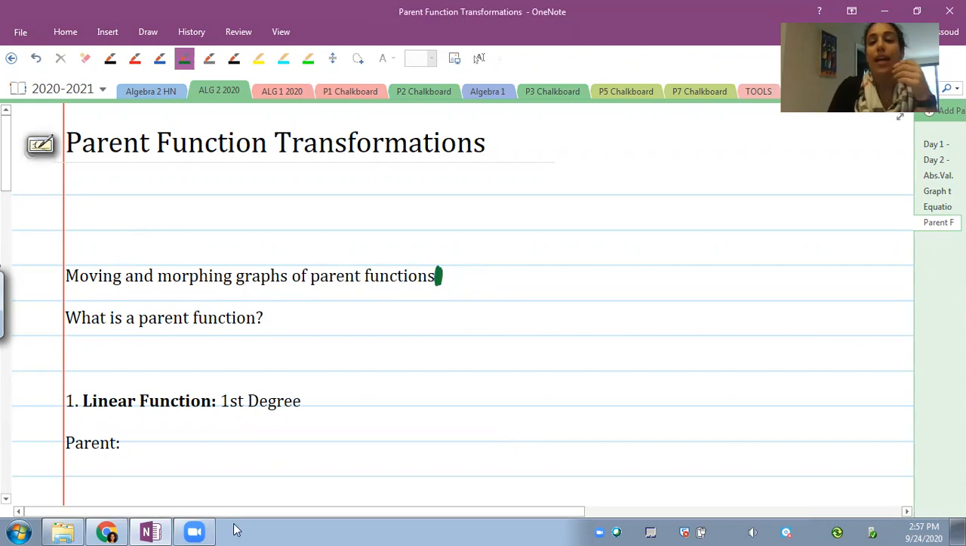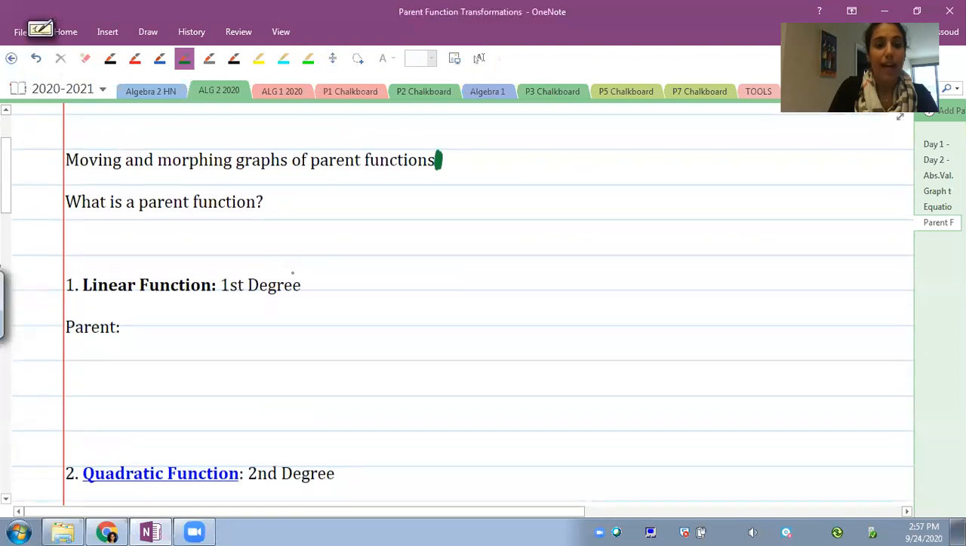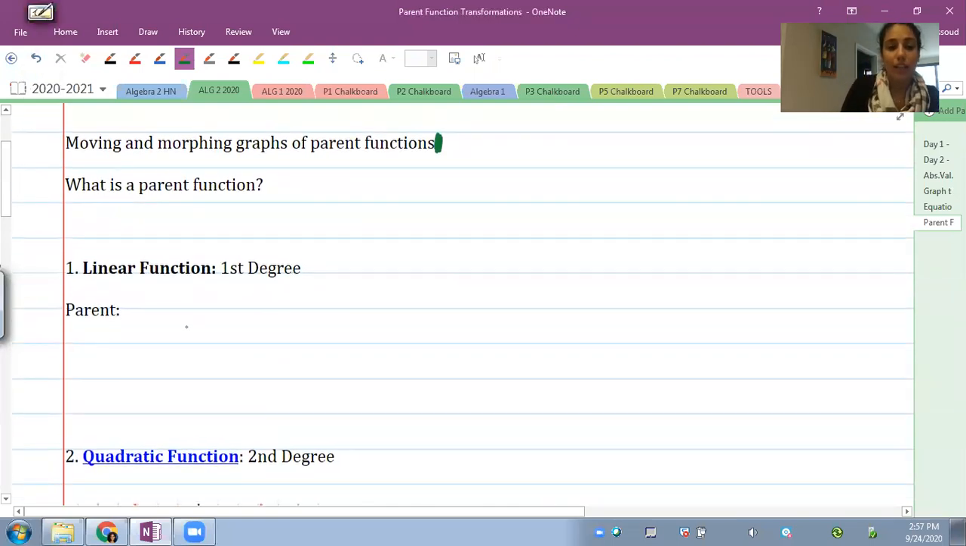So what is a parent function? A parent function is the most basic of each type of function. What does that mean? It is literally the most basic of each function. So let me give you an example. So the linear function, we know what a linear function is, right? Like a line. And the parent function of a linear function is y equals x. That is the most basic of a linear function.